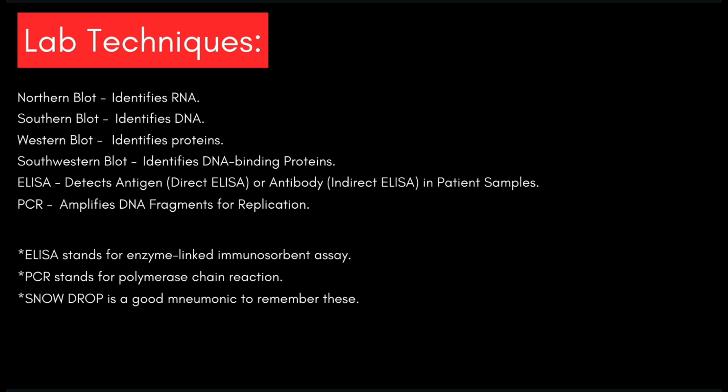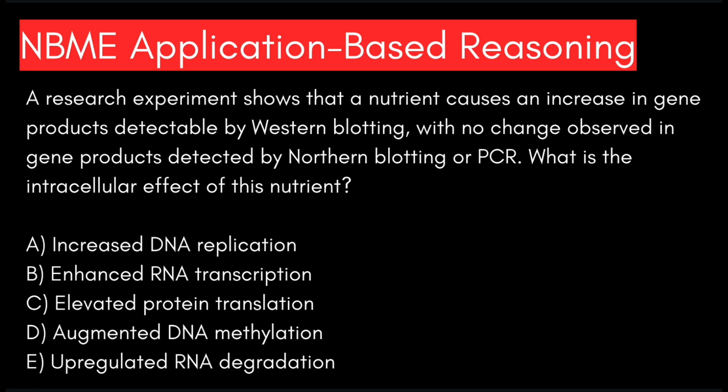A good way to memorize the blots would be snowdrop. So snow would be southern, northern, ignore the O, W would be western, and then drop, D for DNA, R for RNA, ignore the O, P for proteins. Southwestern blot, you kind of just have to piece the S and W together, so DNA and proteins. So that's how I like remembering it. It's always worked for me on the MCAT and NBME style exams. So with that out of the way, we can go ahead and get started on questions.